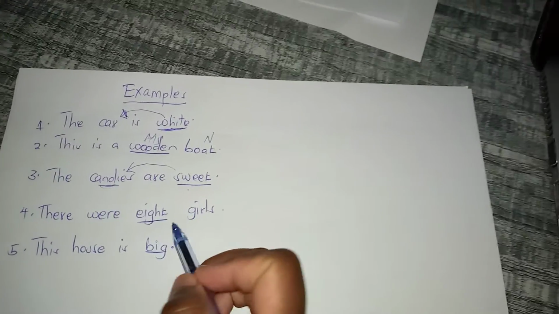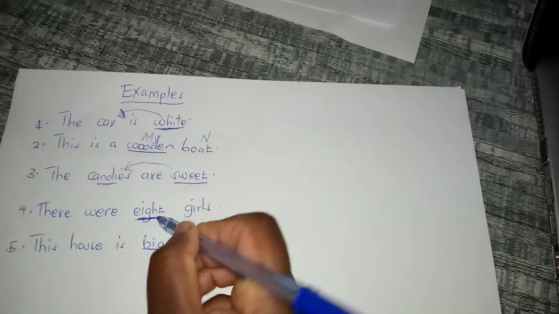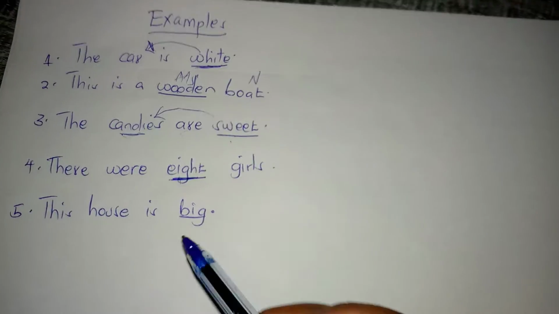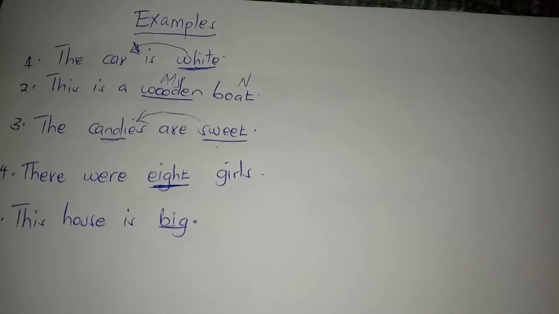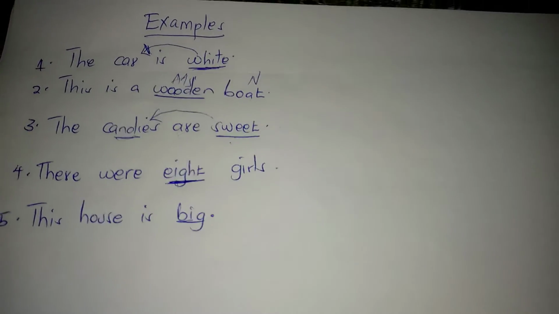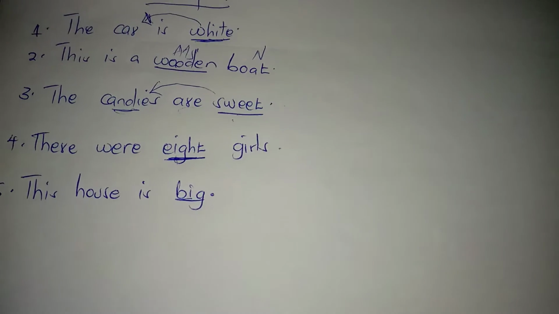There were 8 girls. This is the number of girls. As we said, adjectives tell us the number. And then this house is big. Big is the size of the house, and so it is an adjective which tells us more about the house.